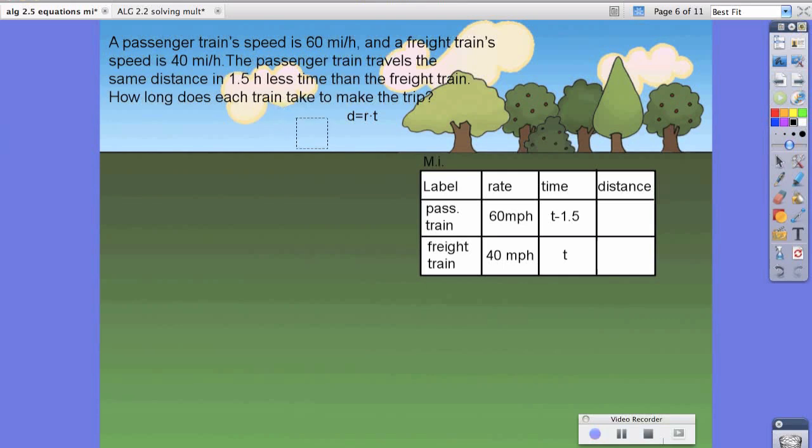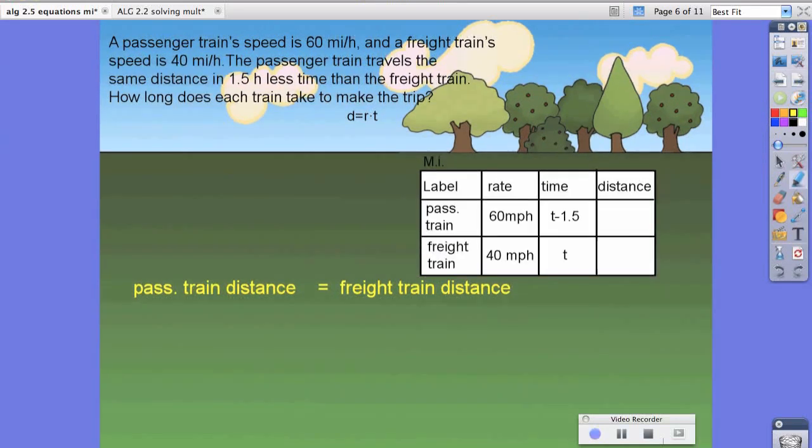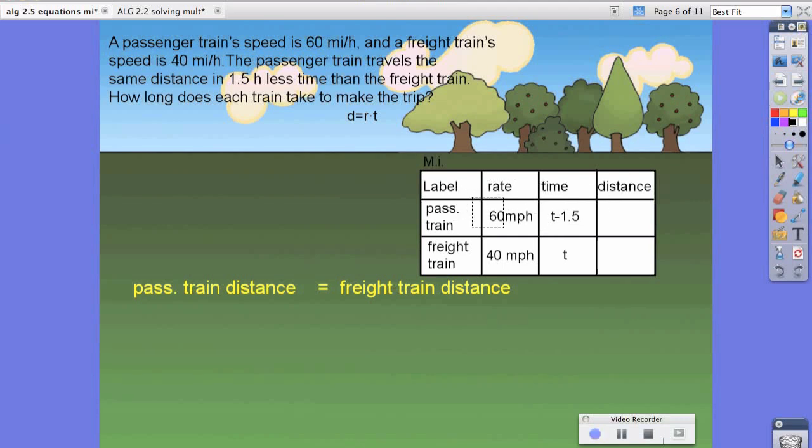Now, we know that the distances are equal, so we could say the passenger train distance is equal to the freight train distance. Now, because distance equals rate times time, we can multiply the rate and time for each one to reveal 60 times the quantity t minus 1.5 and 40 times t for our distances.